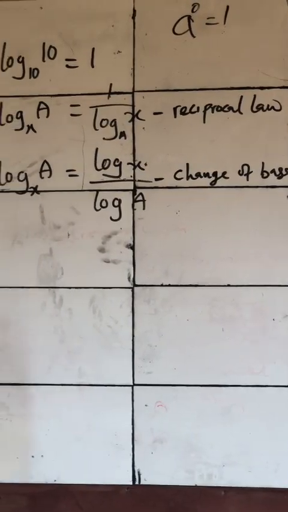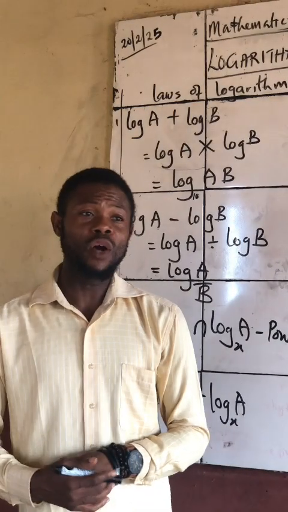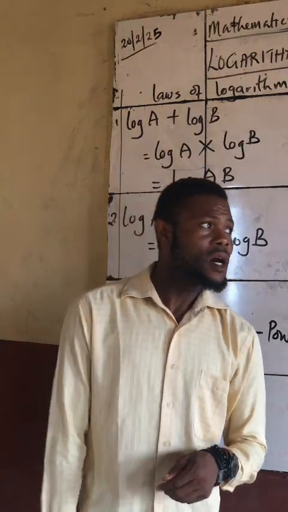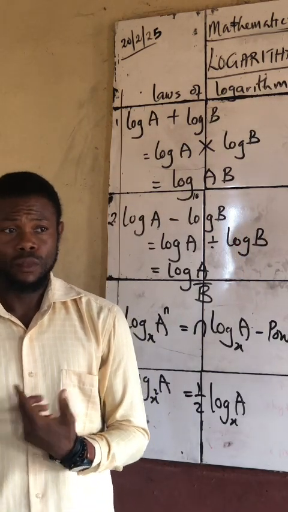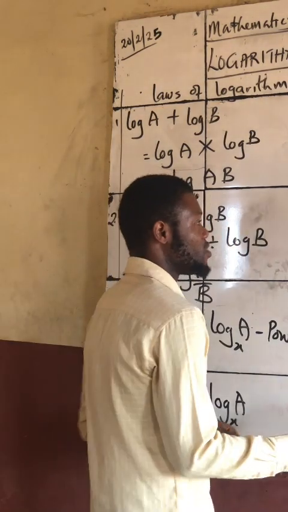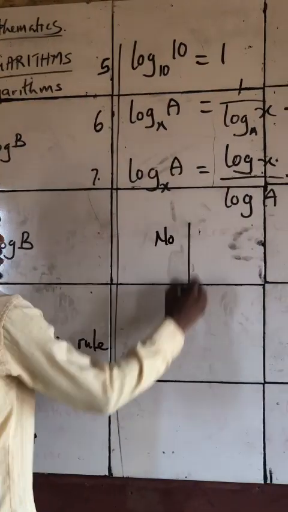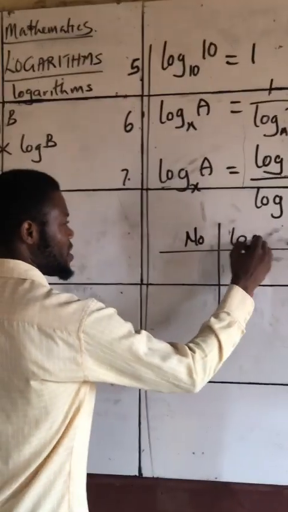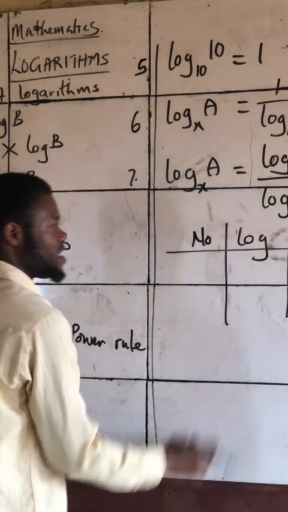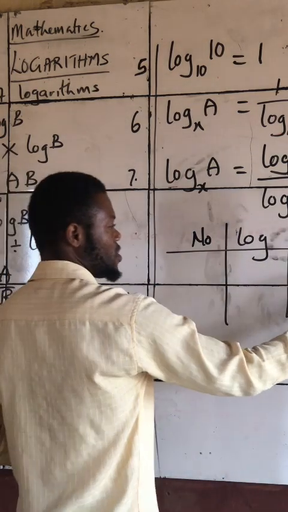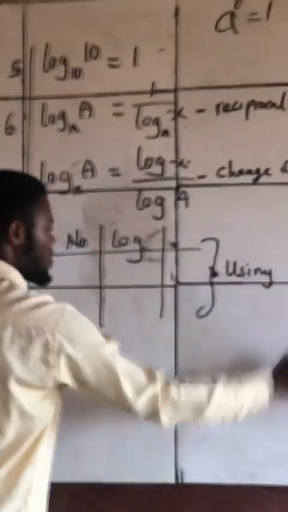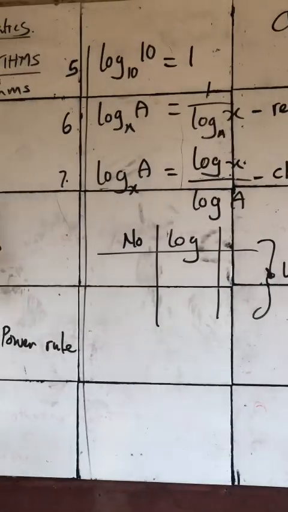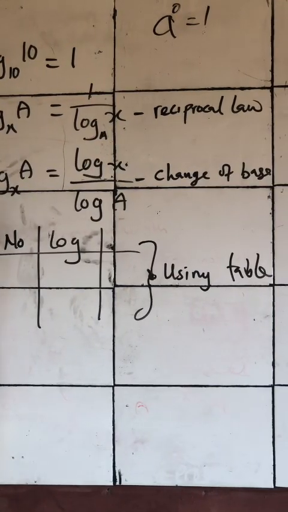But if they ask you to solve using table, which means you are going to use the four-figure table. And how do you use your table for the logarithm? You remember that table, you have your number, then you have your log, then you have the values. This is what it means by using table. So most of the time, students are kind of confused if they say without using table.